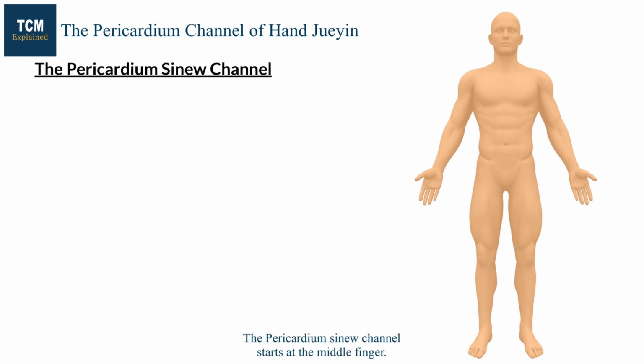The pericardium sinew channel starts at the middle finger. It joins the lung sinew channel and binds at the medial side of the elbow. It goes up the anteromedial aspect of the upper arm and binds inferior to the axilla. It disperses in the chest and binds at the diaphragm.